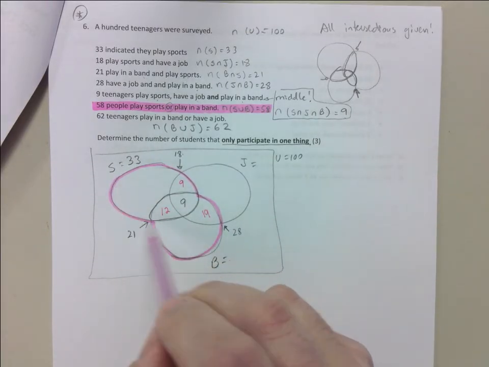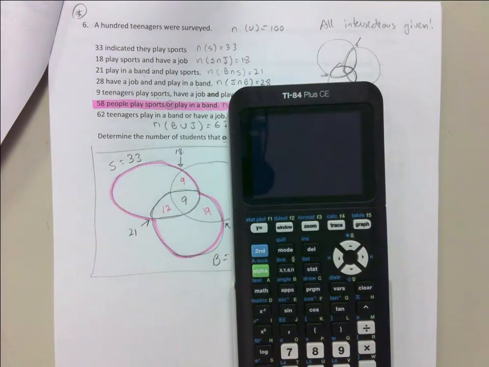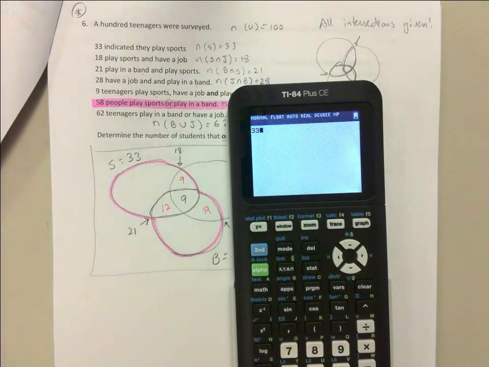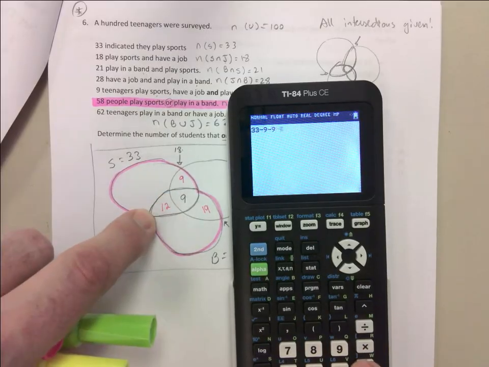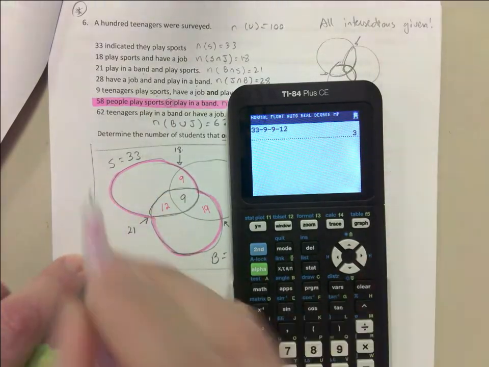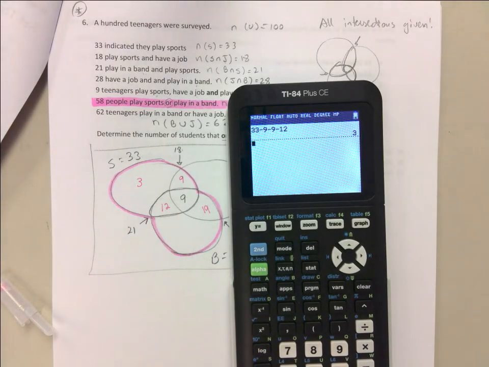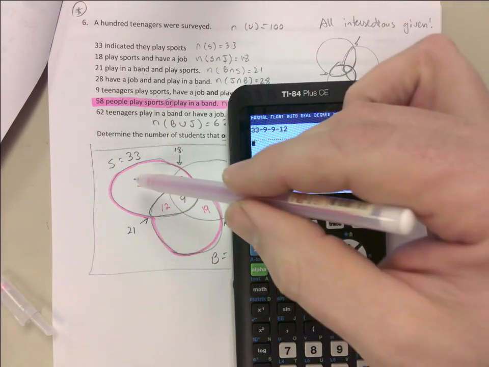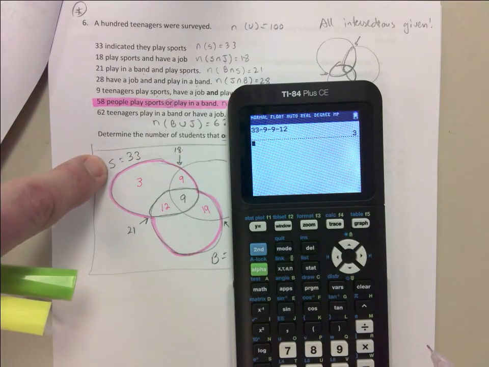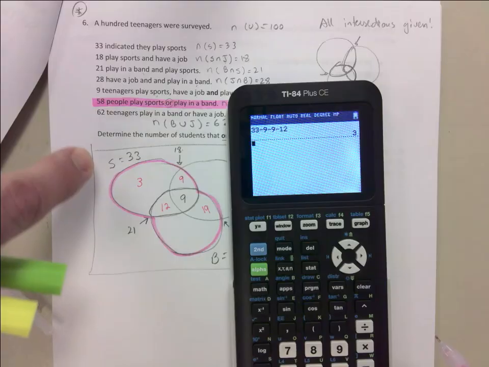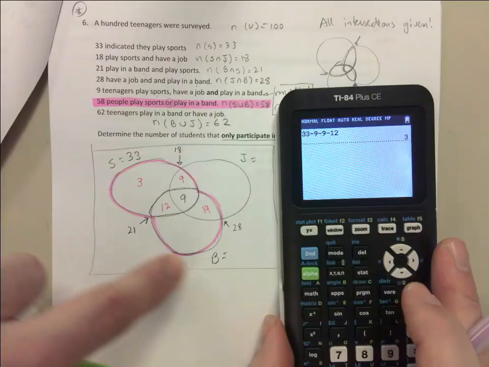Over here, this was a 33. So I can go 33. I'm going to use my calculator because it's Monday, okay? I don't want to. 33, okay? Minus 9, minus 9, minus 12. So there's only 3 in here. And it's deceiving because that area is so big, it doesn't matter. It's this section here has 3, so that our only sports is our 3 students that are in sports only. Okay. What else can I do?